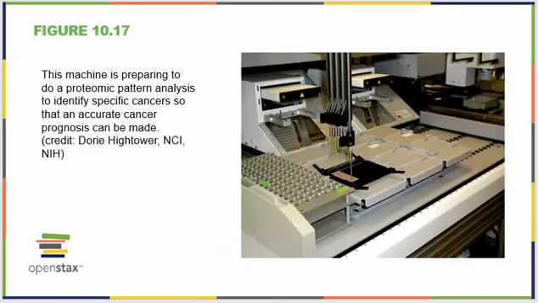On one final note, we take a look at a very interesting piece of technology that's preparing to do a proteomic pattern analysis to identify specific cancers so that an accurate cancer prognosis can be made. What this is stating in a long-winded way is that some cancers have too much of one type of protein or too little of another. We can use that protein signature to diagnose or prognose cancer. We can also use that signature to treat the cancer.